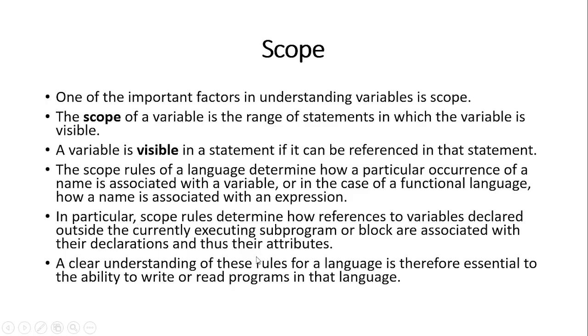A clear understanding of these rules for a language is therefore essential to the ability to write or read programs in that language. So we should have a clear understanding of these rules. Then only we will get the ability to write or read programs in that language. If we want to write programs in C language, then you need to have a clear understanding of the scope rules of the C language.